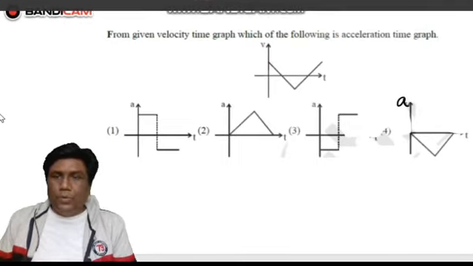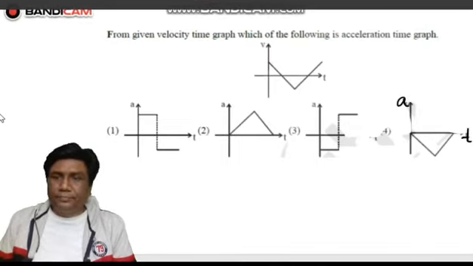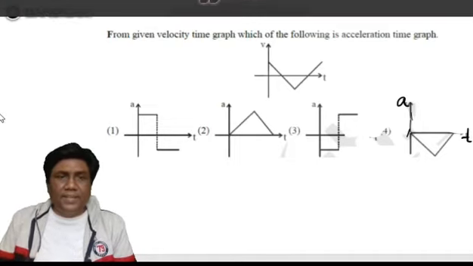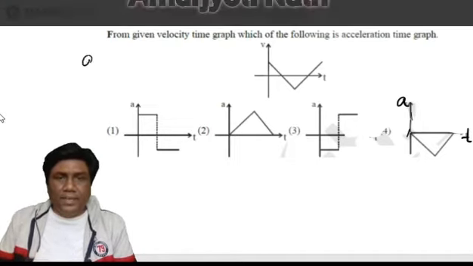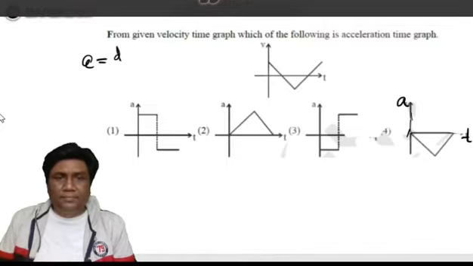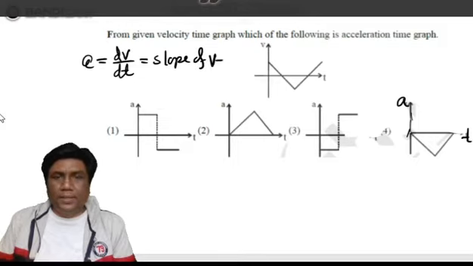So if you go with the basic definition, acceleration is defined as rate of change of velocity. So this dv/dt is nothing but slope of vt graph. Here you see from this point to this point, slope is negative and constant.